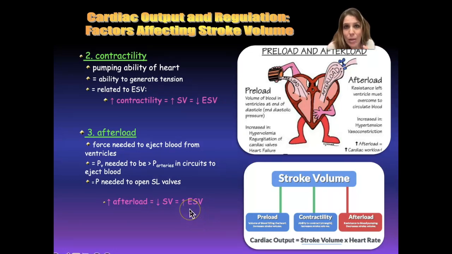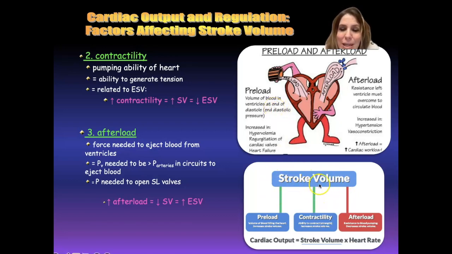Because remember that the more blood that's left in the ventricles, that means that you didn't have good stroke volume, right? You weren't very good at pushing most of that blood out. That's why a lot was left in the ventricles. And that's correlated with the fact that it was not able to overcome the force needed to have the pressure in the ventricles exceed that in the great vessels and open those semilunar valves. So in other words, it had high afterload. So just to recap here, afterload is the resistance that the left ventricle has to overcome to circulate the blood, whereas preload was the volume of blood that was in the ventricles at the end of the relaxation phase.